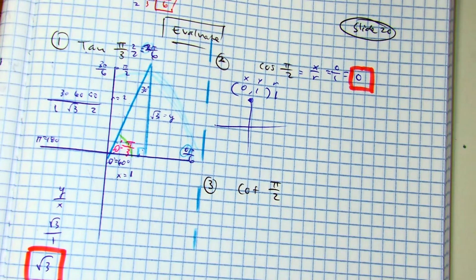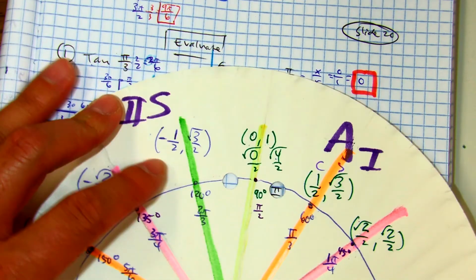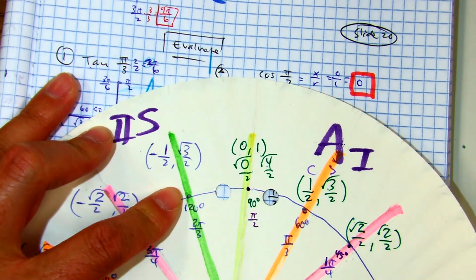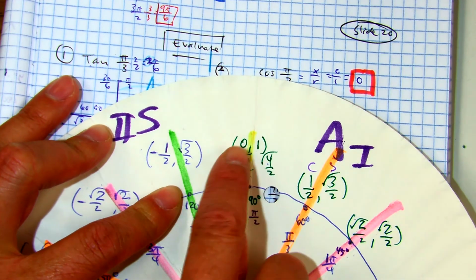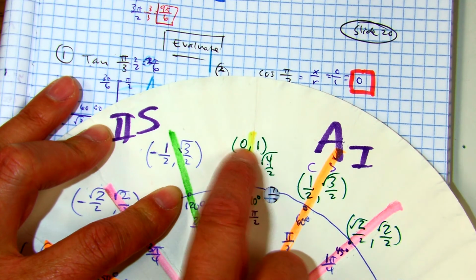There is no triangle. And how does that work with the paper plate? I go up to here at the quadrantal, cosine, sine. So the answer is cosine at pi over 2 is 0. See it?